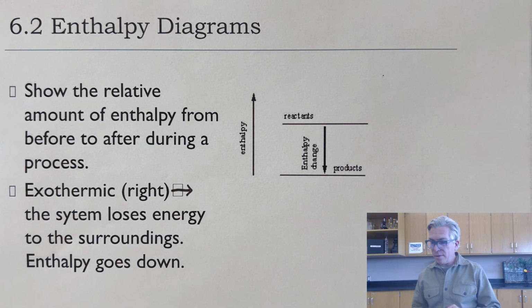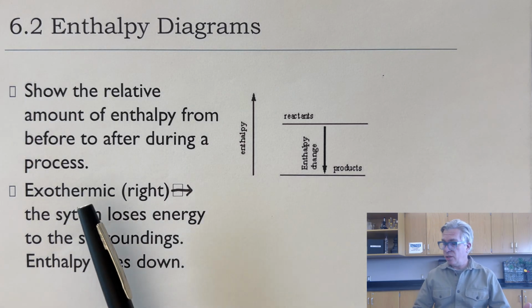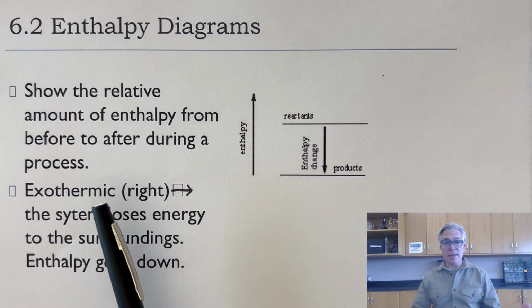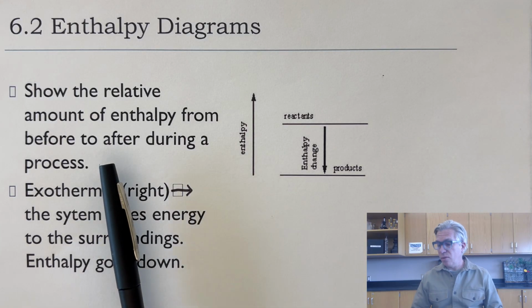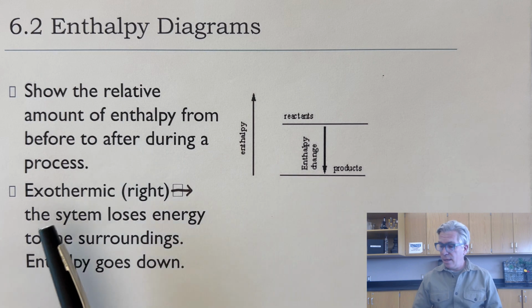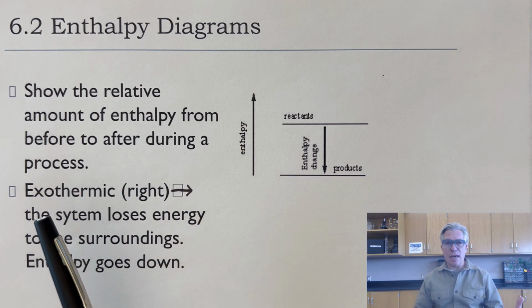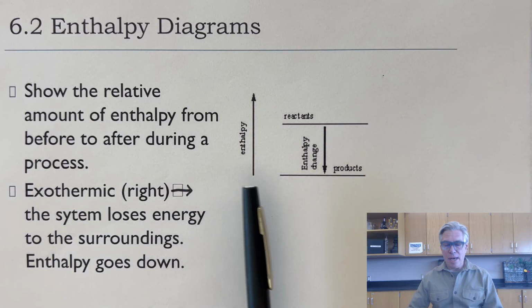Once we know whether things are endothermic or exothermic, it's time to communicate that information. And sometimes we use enthalpy diagrams in order to convey whether something's giving off or absorbing heat. And enthalpy diagrams show the relative amount of enthalpy from before to after during a process. And they're not meant to be super accurate or even to scale. They're kind of just a visual aid to help us imagine what's going on.